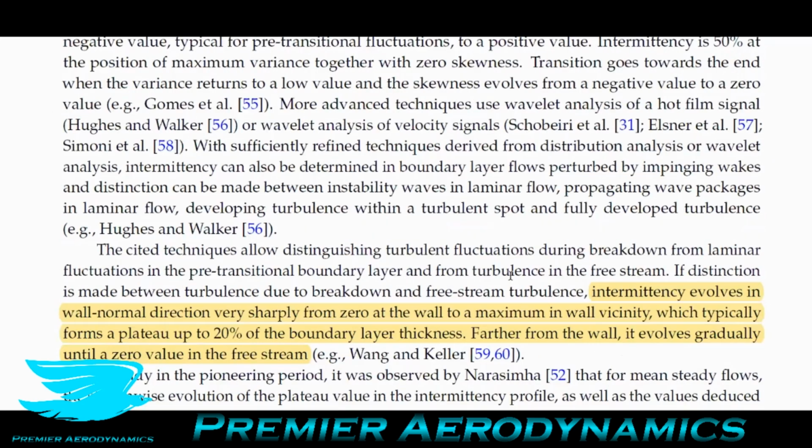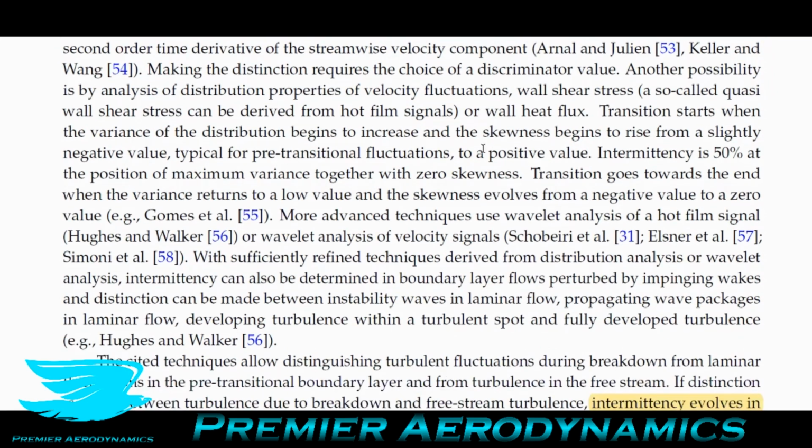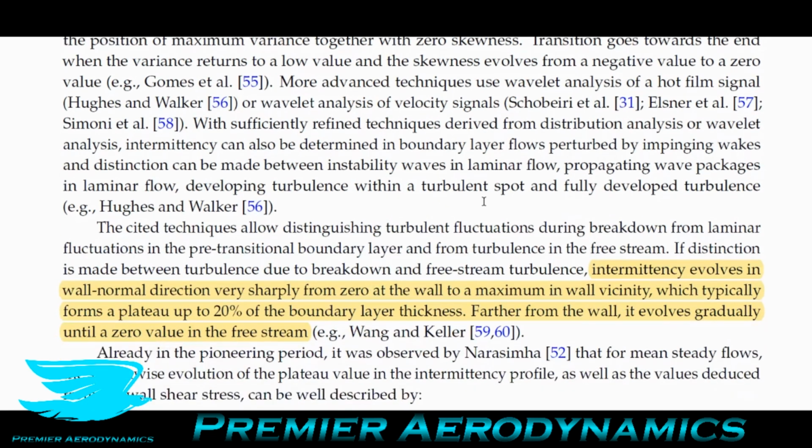Then they also go through, in this paper, a bunch of different ways of looking at turbulence, for example wavelets and using Hall heat fluxes. I'm not going to go through those because at the end of the day, they are all better, but they're not infallible again, and this is still an ongoing process. But finally, intermittency evolves in the wall normal direction very sharply from 0 at the wall to a maximum in the wall vicinity, which typically forms a plateau of up to 20% of the boundary layer thickness.